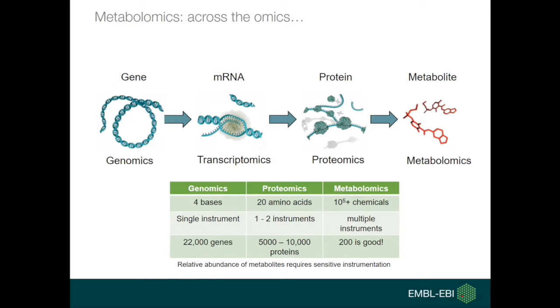It's a lot. The other thing is we know now, roughly, it says here 22,000 genes, but I think it's more 20,000 protein coding ones. And then 5,000 to 10,000 proteins you can identify with proteomics in a study. While in an average metabolomics study, if you identify 200 out of those 10 to the 5 plus chemicals, that's going well. Often it's much less than that.